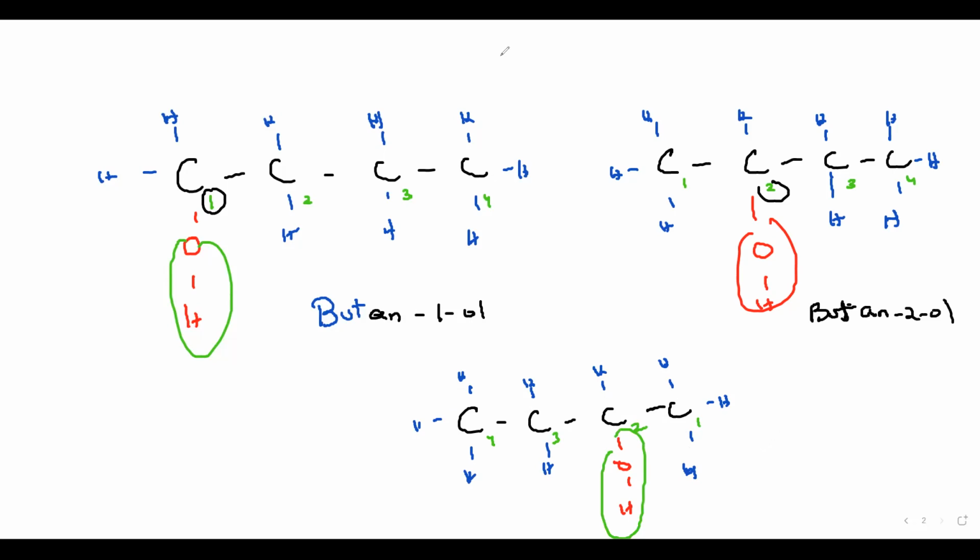So what will be the name of this compound? That is also butan-2-ol. So both are butan-2-ol. These are not different structures. These are considered the same structure because both are butan-2-ol. So whenever we number the carbon atoms, we number from the nearest OH, either from left to right or right to left. But where it is closer to OH, that is the numbering we use.